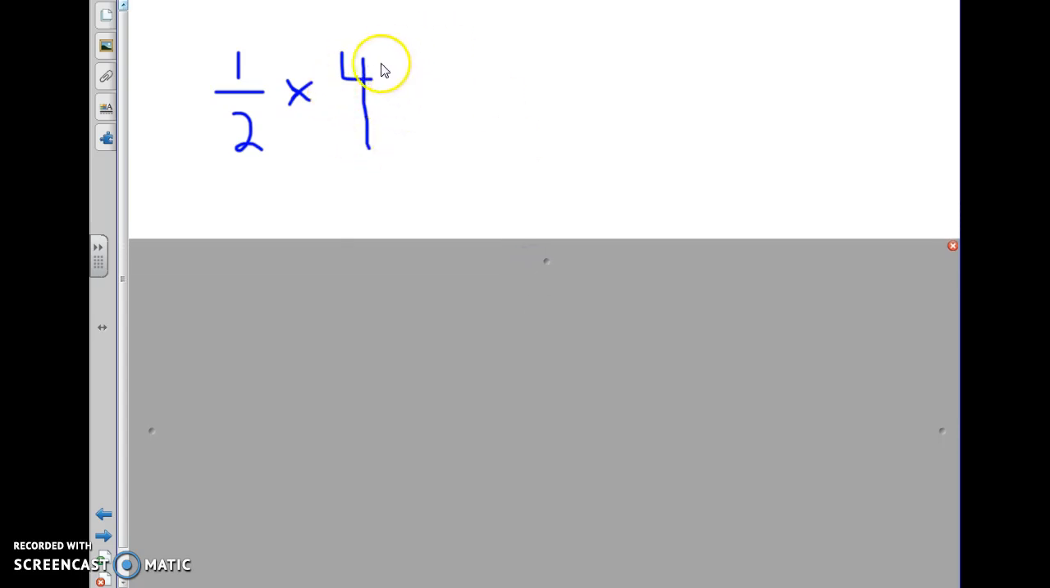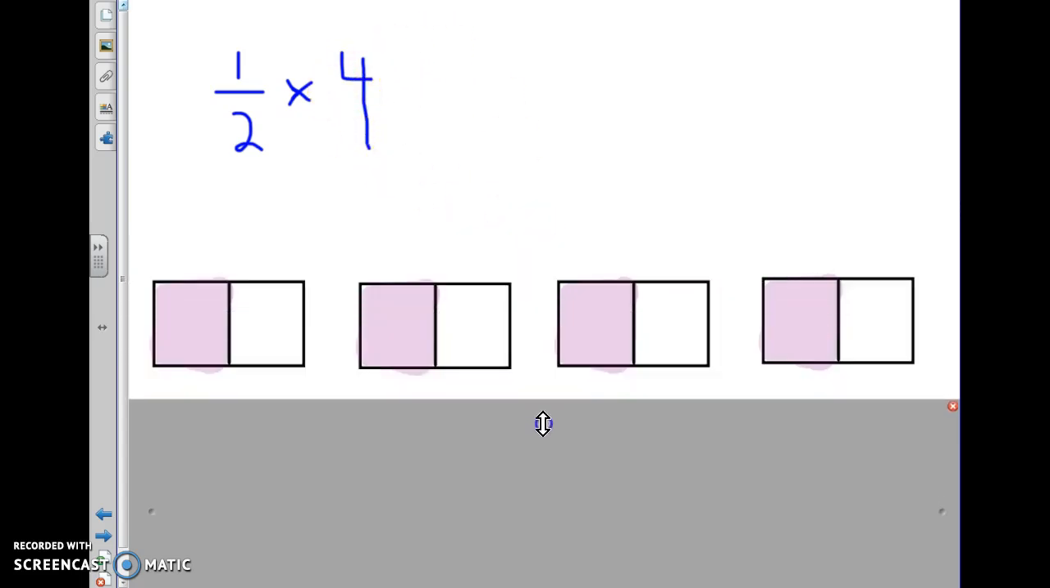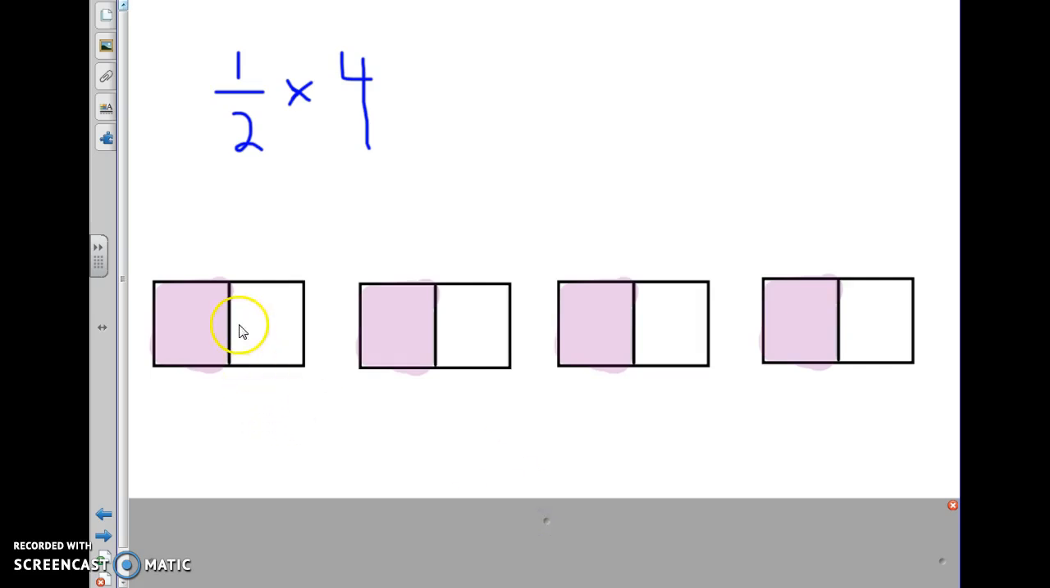So here, what I have is, and you can look at this either way. You can say, well, I have 1/2 4 times, right? I have 1/2 of this rectangle, 1/2 of this rectangle again, and again, and again. I have it 4 times, right? Or you could say, well, I have 4, and I have half of each one. Either way, it's the same thing. It looks the same. It is the same.